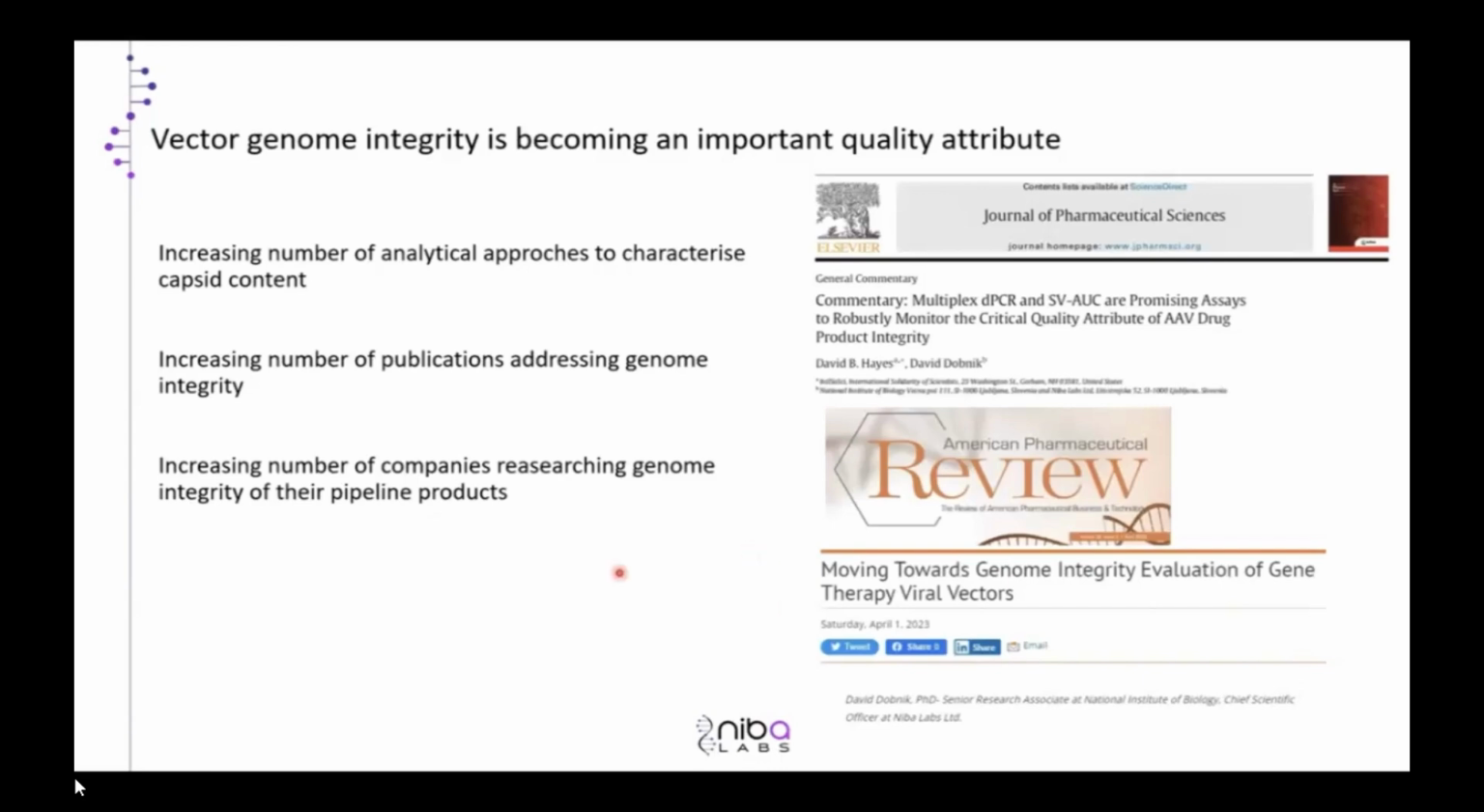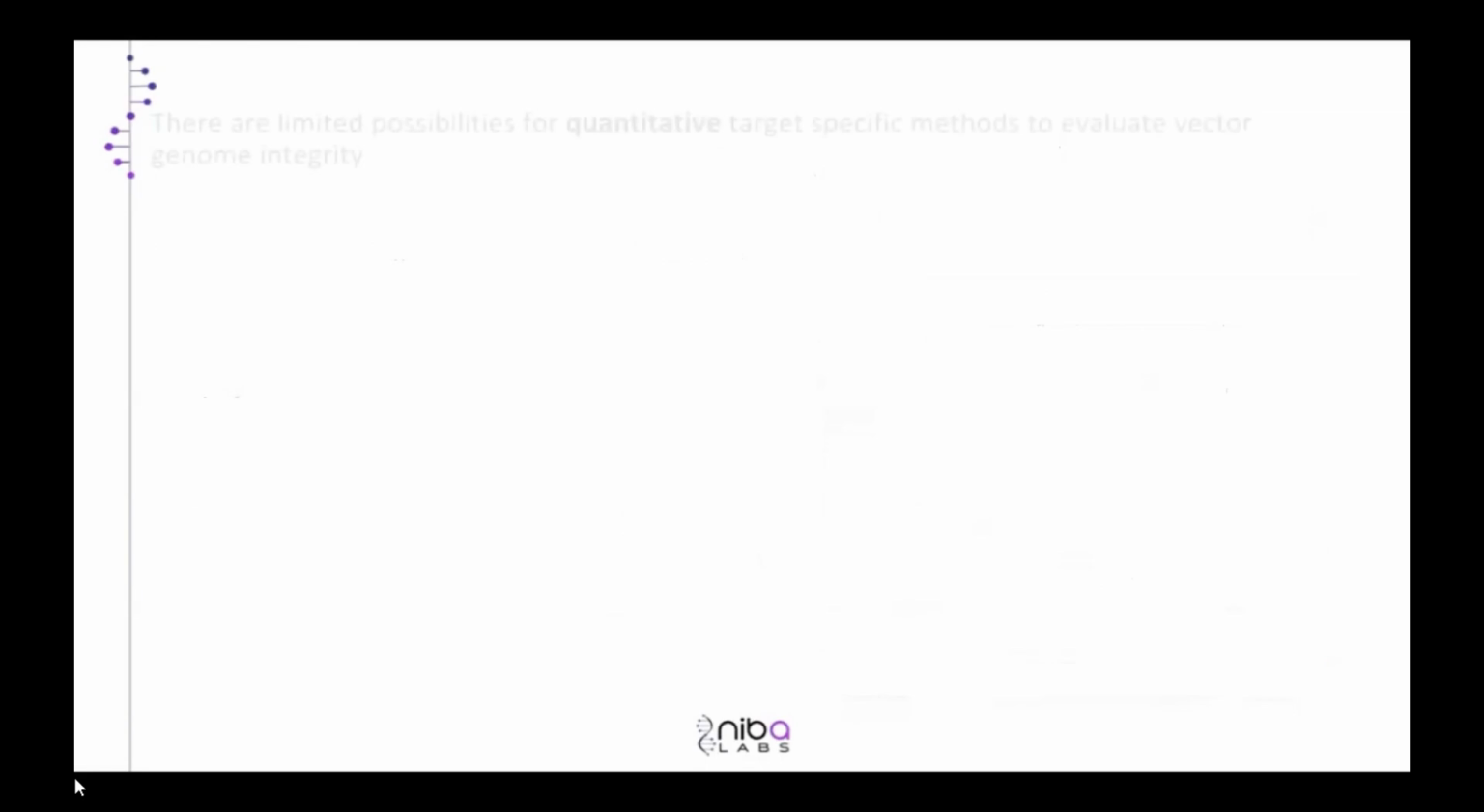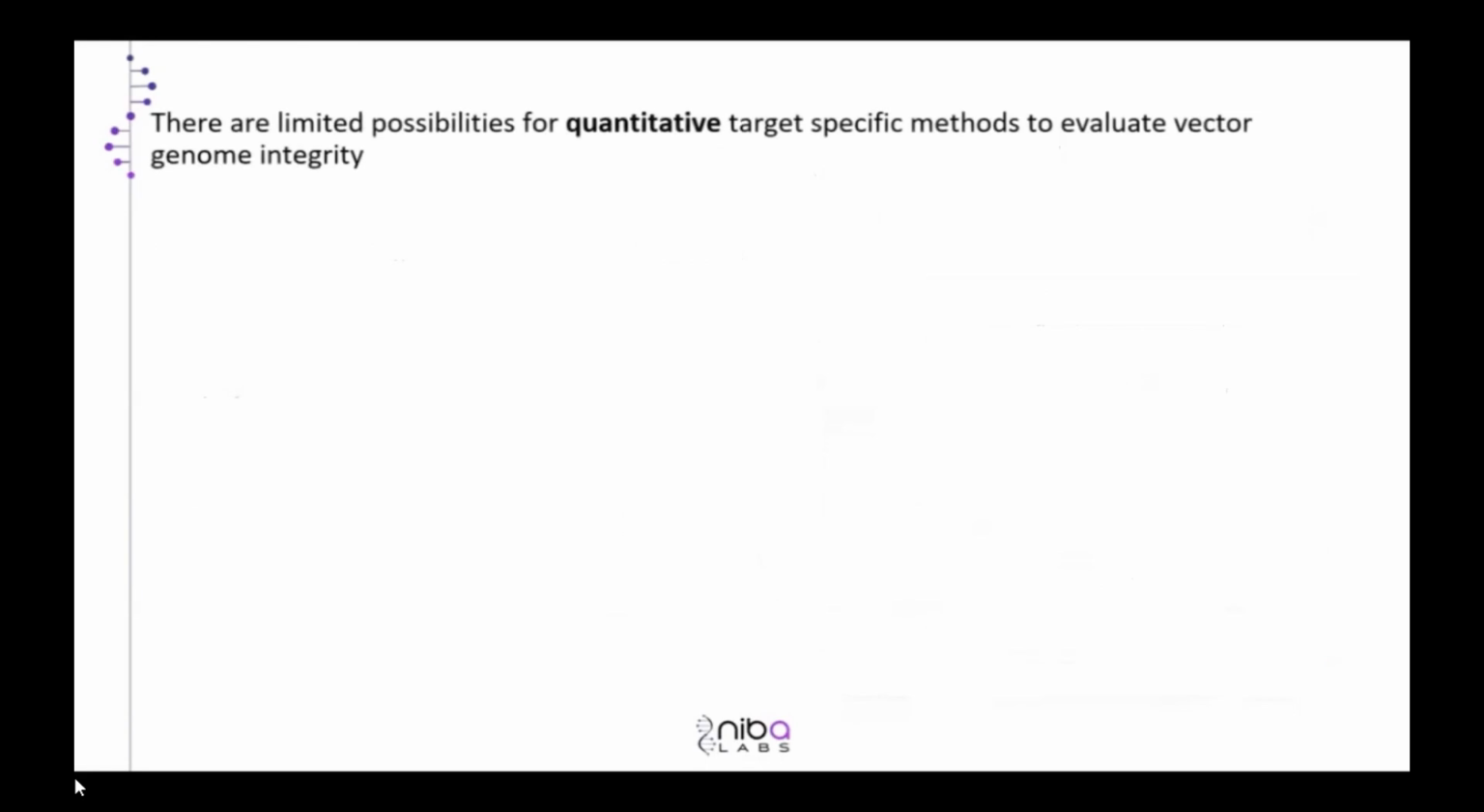And there is an increasing number of analytical approaches already to characterize the capsid content. Also, publications addressing genome integrity are piling up. There is also an increasing number of companies researching genome integrity of their pipeline products. But there are limited possibilities for quantitative target-specific methods to evaluate genome integrity.